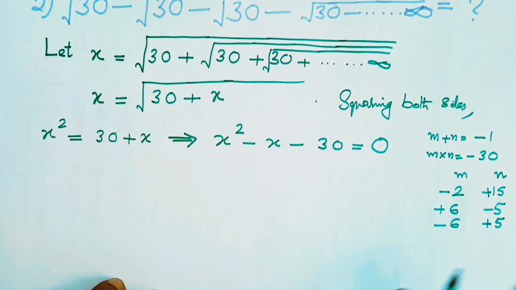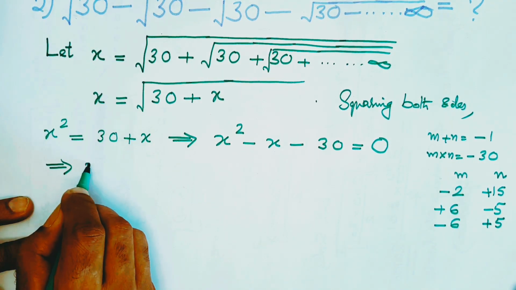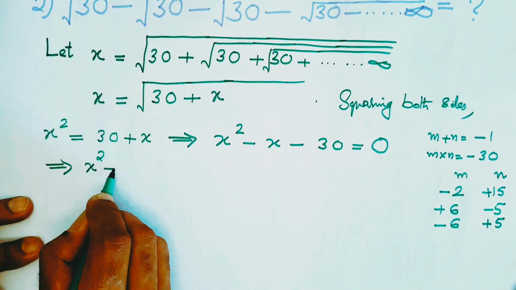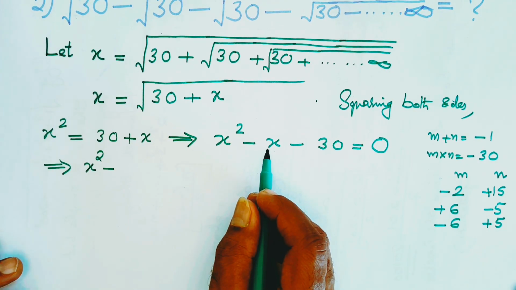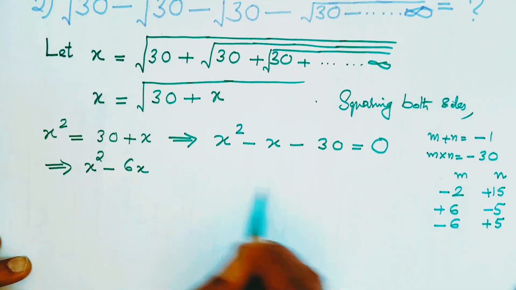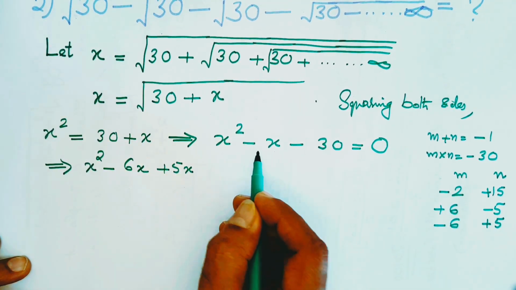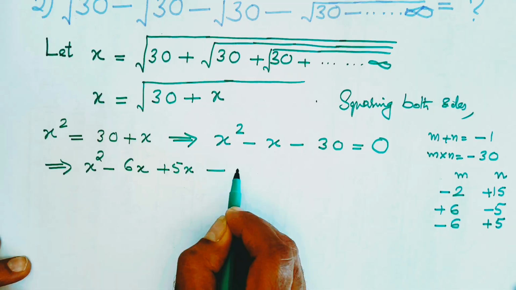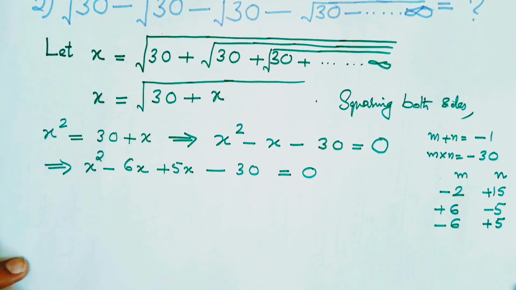The next step in factorization method, you will write the square term as it is. Then the middle term, which is the x term, you will write as minus 6x and plus 5x. On simplification, you will get minus x. Then this term as it is. This is the factorization method used in solving quadratic equation.